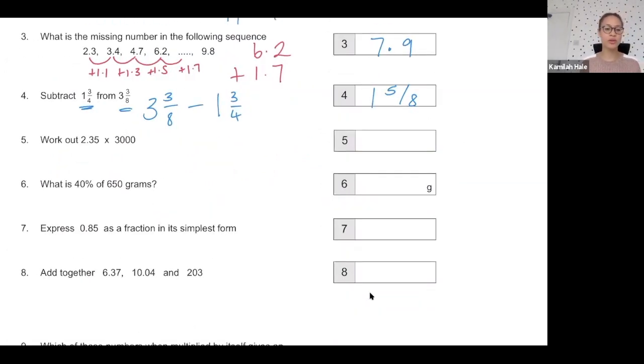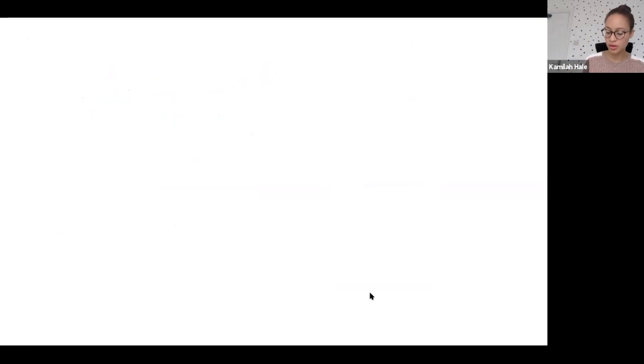Okay. 2.35 times 3,000. I'll give you a second just to work this out on paper, but try and think of the quick way of doing it. What I don't recommend you do is this calculation. There's a quicker way. Okay, starting to get some answers through. I'll just work it out on here.